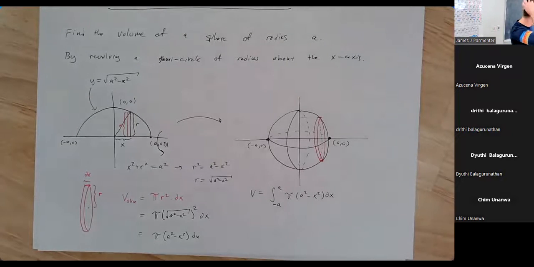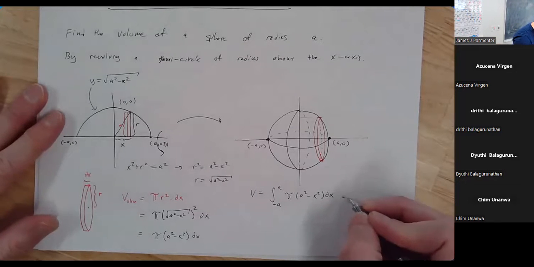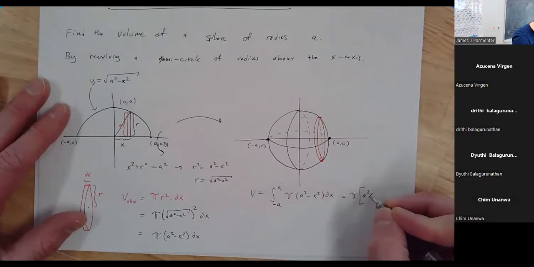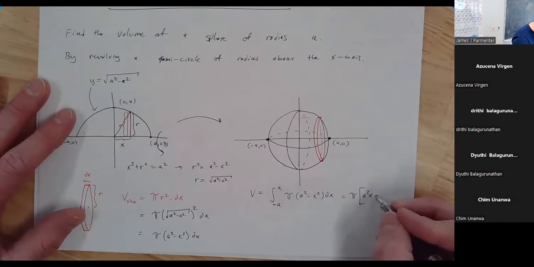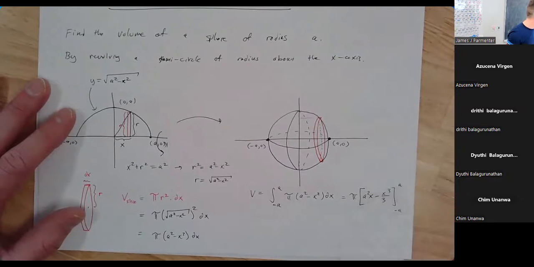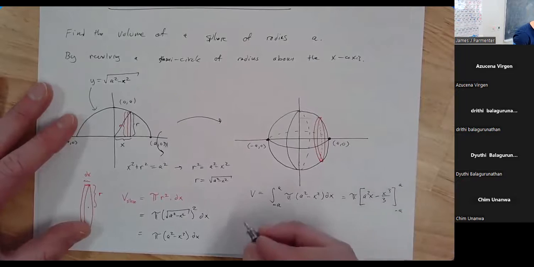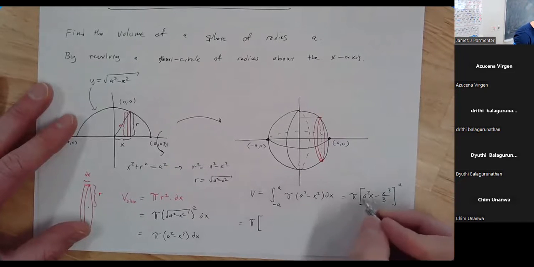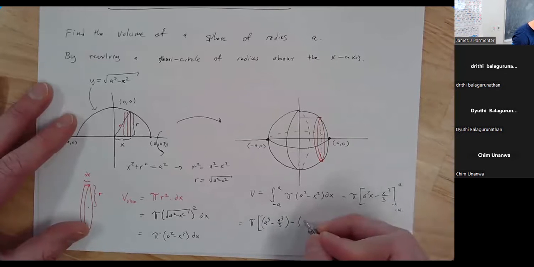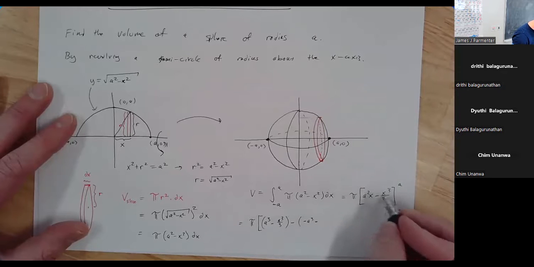All right, let's go ahead and do the integral. I'll remind you, even though it kind of looks like it's not, a squared is a constant. So when we integrate this, we get pi times, let's see, the antiderivative of a squared is just a squared times x. The antiderivative of x squared is x cubed over 3, from negative a to a. And if we plug in a, we get a squared times a, which is a cubed, minus a cubed over 3. Minus, if we plug in negative a, we get a squared times negative a, which is negative a cubed, minus negative a cubed over 3.